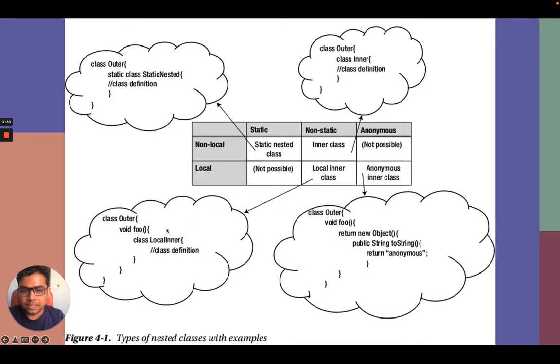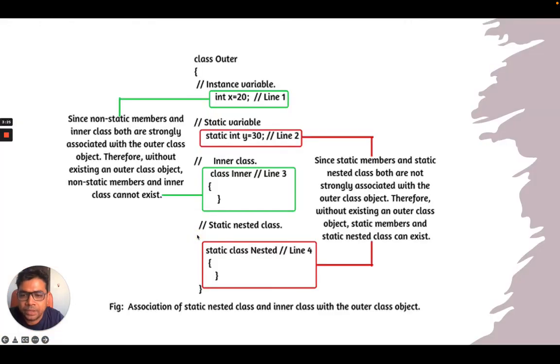And the local inner class is simple, which is defined within the method. So here we have a class and a method void foo, inside which I am defining a local inner class. Now there are some constraints as well when we define static nested classes or normal inner classes.